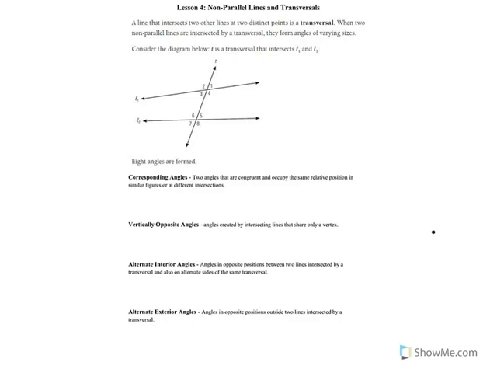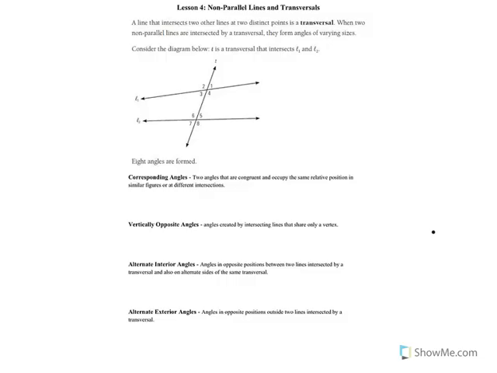Lesson 4, non-parallel lines and transversals. So in this diagram we have two non-parallel lines and a transversal cutting them. And it creates 8 different angles, and they're labeled 1, 2, 3, 4, 5, 6, 7, 8.